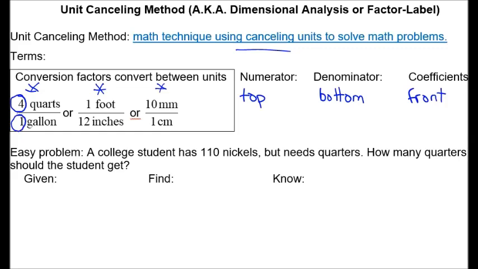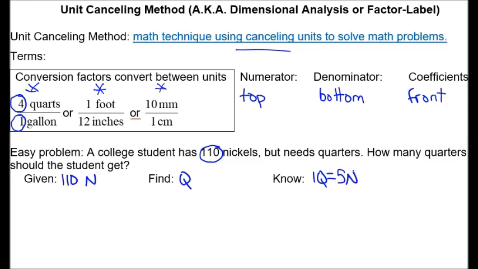We are going to start off solving an easy problem just to show how this works. A college student has 110 nickels but needs quarters to do laundry. How many quarters should the student get? So we always start off by identifying what we are given, and in this case we are given 110 nickels. And we want to find how many quarters we should get. And we know that if we have 1 quarter, that is equal to 5 nickels.